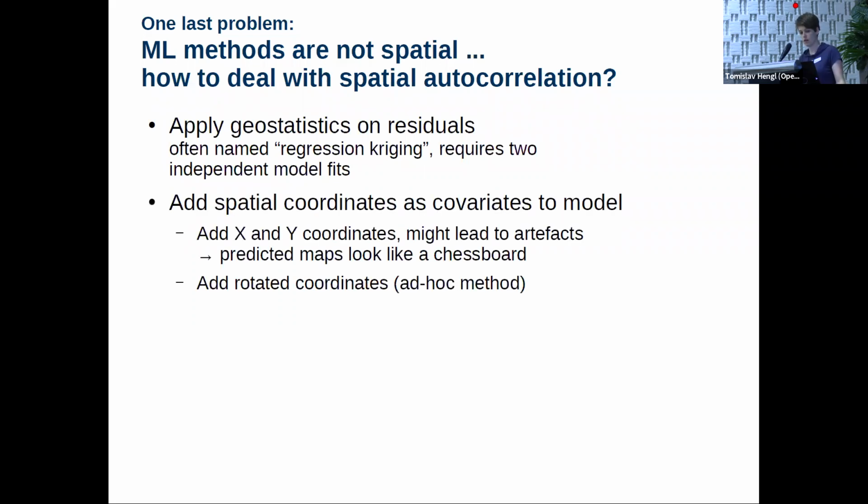Another, a bit ad hoc method I usually go for: I add the x and y coordinates as covariates. If you just add x and y, especially for tree-based methods, the trees start to partition on just these x and y coordinates, and you get a chessboard in the end, with very strange artifacts in your predictions. So a way out would be not just to add x and y, but also to rotate them with a coordinate transformation, so at least the splitting in the trees can be done in different directions.